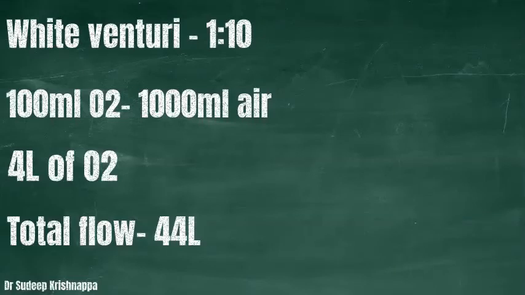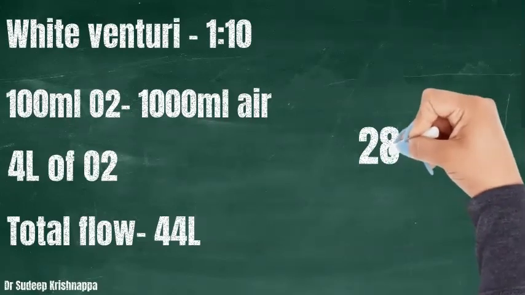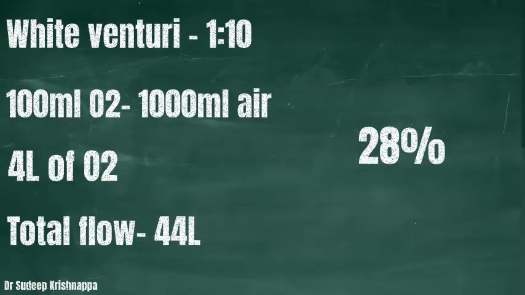So if we look at the mixture of 100 ml of oxygen and 1000 ml of air, we would have a total volume of around 1100 ml, of which the 100 ml of oxygen would contribute 100 ml of oxygen. The 1000 ml of air would have about 200 ml of oxygen in it. Thereby, totally we would have around 300 ml of oxygen in 1100 ml of total volume. That would roughly translate to about 28% FiO2.